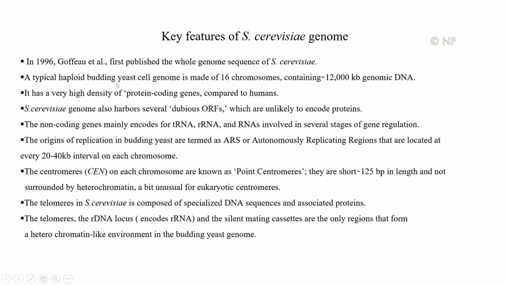The key features of Saccharomyces cerevisiae are that it is haploid, budding, and its genome has 16 chromosomes. It contains about 12,000 kb of genomic DNA and has a very high density of protein coding genes compared to humans. The protein coding genes are located very close to each other, so the density is higher. In humans, generally, many introns are present.